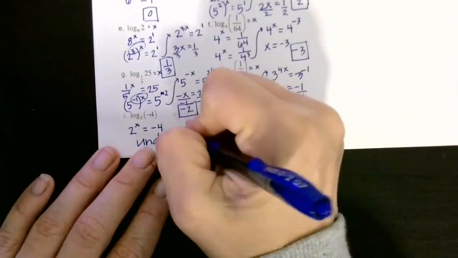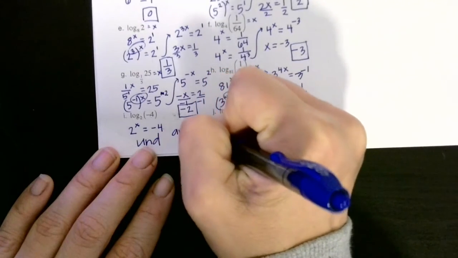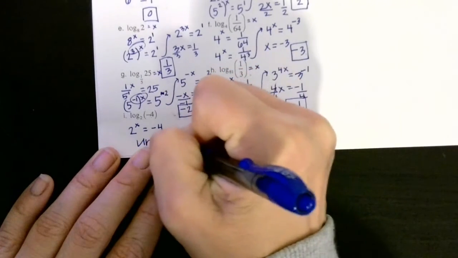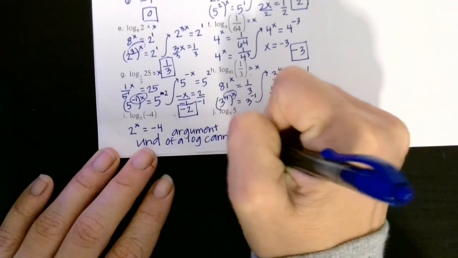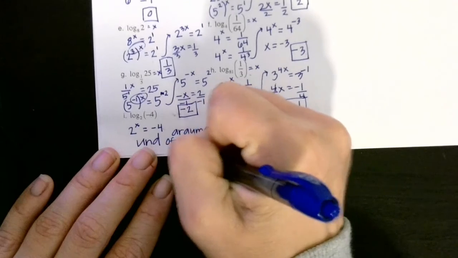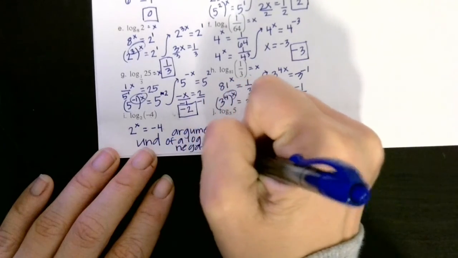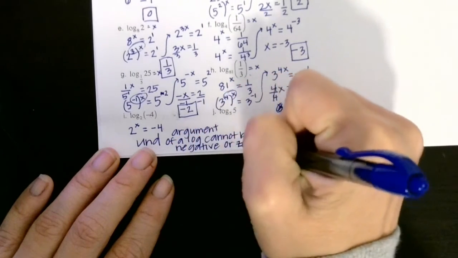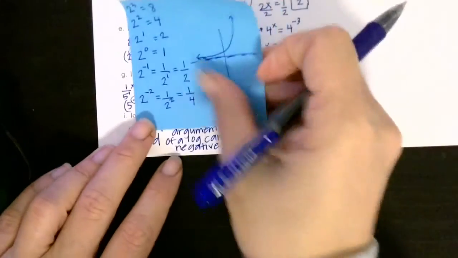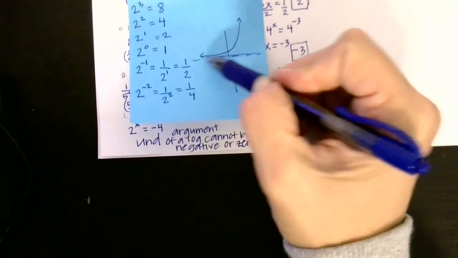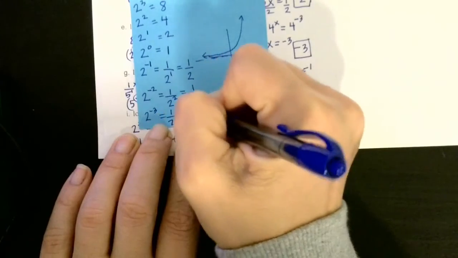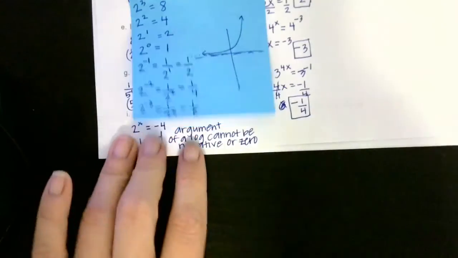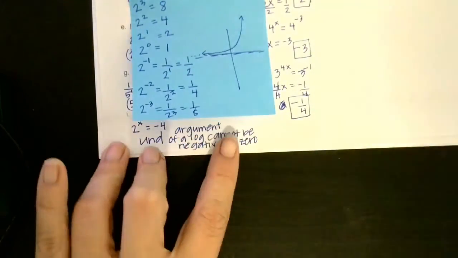And so just write yourself a note that the argument of a log cannot be negative or 0, actually. So take a look at this. As we're going through, are we ever going to reach 0? Because 2 to the negative 3, 1 over 2 cubed, equals 1/8. So we're getting closer and closer to 0, but we can't ever actually equal 0.